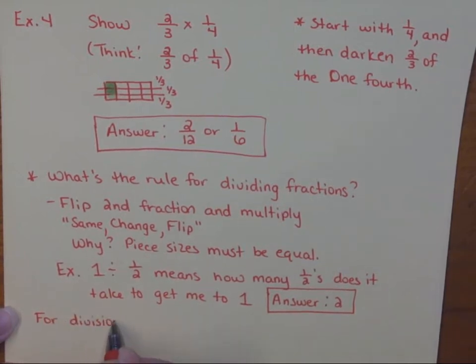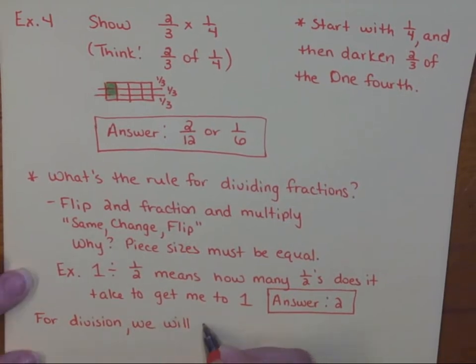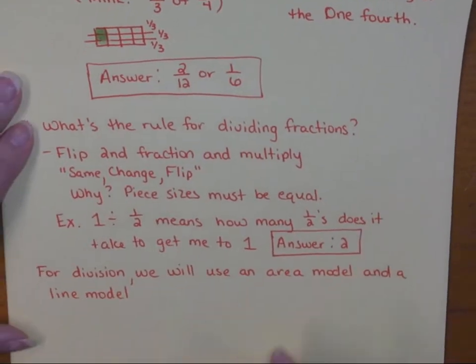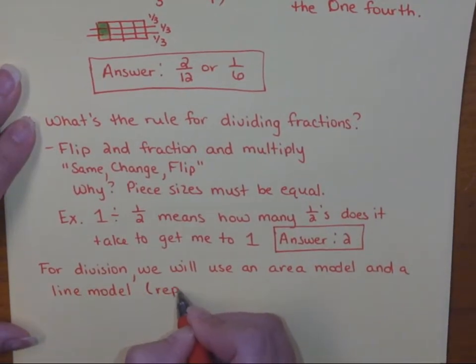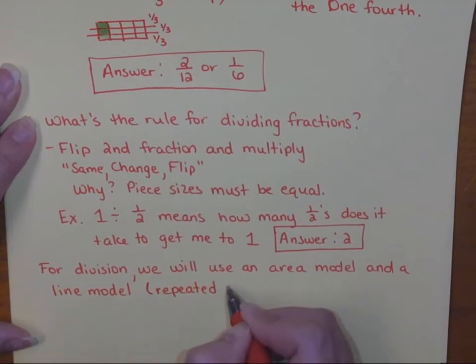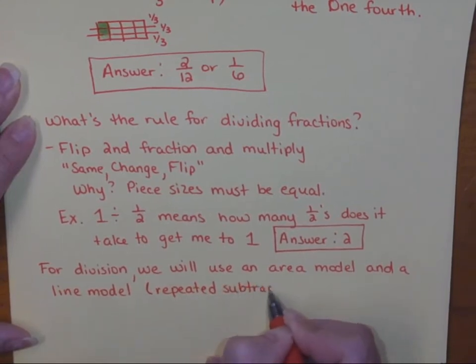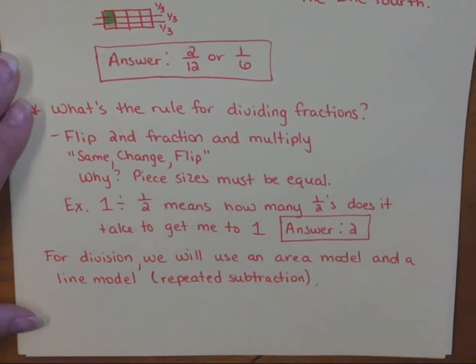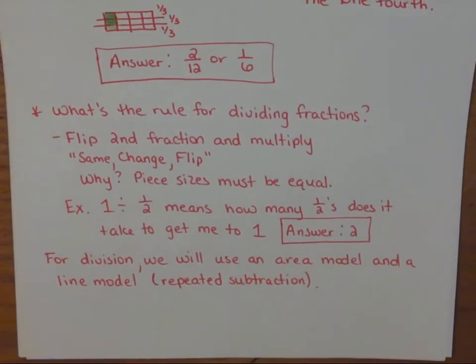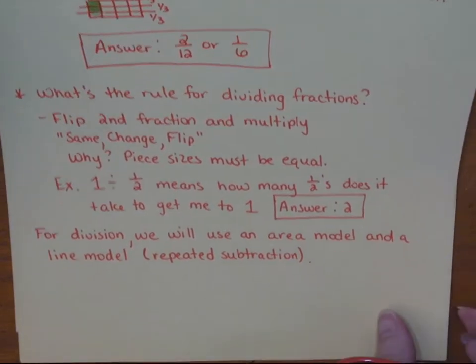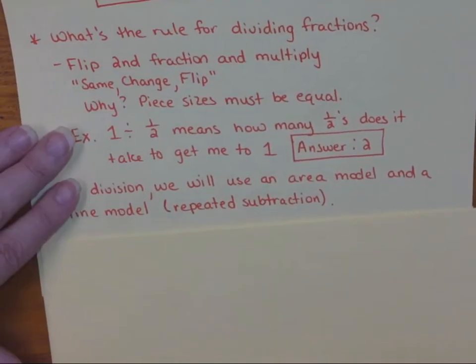So let's look at the like a picture model first. So for division, we will use an area model. But I think a line model actually works nicely with division too. So we haven't shown any of the other operations with line model, but I want to show a line model with division. And rather than repeated addition like we did for multiplication, this is just repeated subtraction. So I want to look at one problem in both of these ways, using both the area model and the line model.